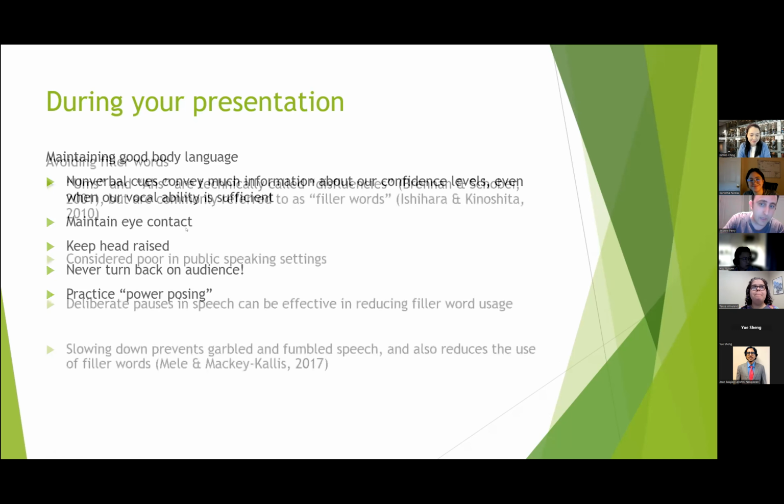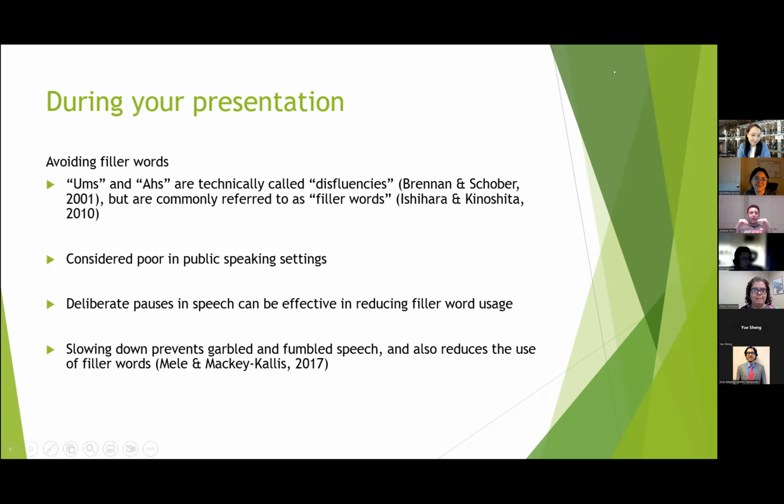Yes. Oh, that's hilarious. I literally started this slide by saying, avoid filler words is a very powerful method of conveying confidence verbally. Oh, yeah, we all do.